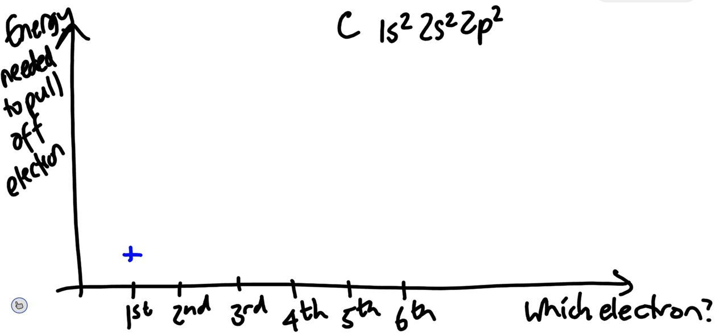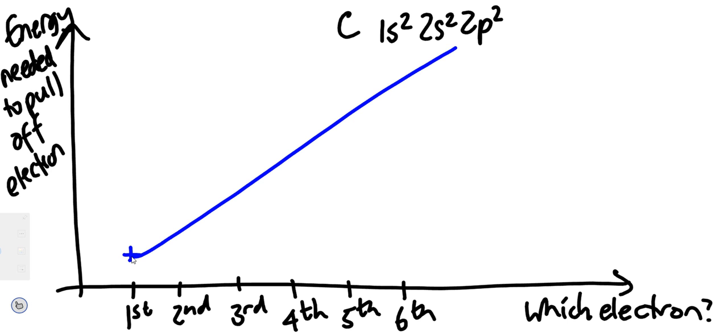Okay, it's possible that you might have drawn a graph that looks like this. What you're showing if you've got a graph that looks something like this is that it gets harder to pull off each electron in turn. So the first one's the easiest to pull off, and then the second one it's harder to pull off, and then it's harder to pull off the third, and so on and so on. So that's one possibility.